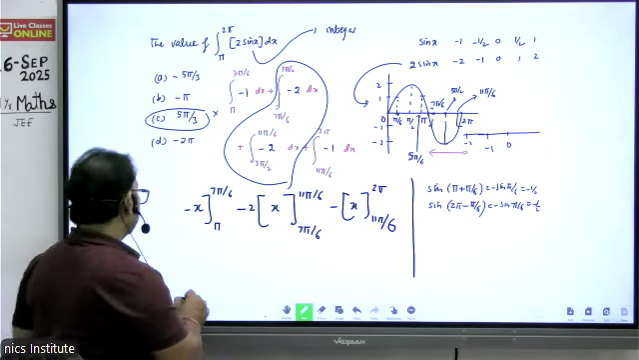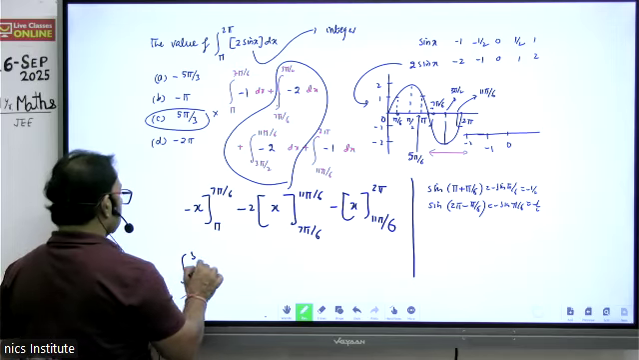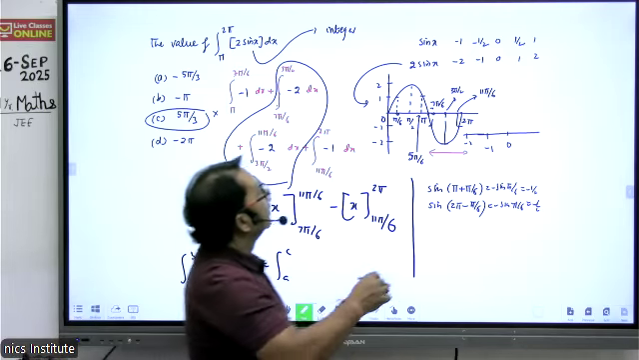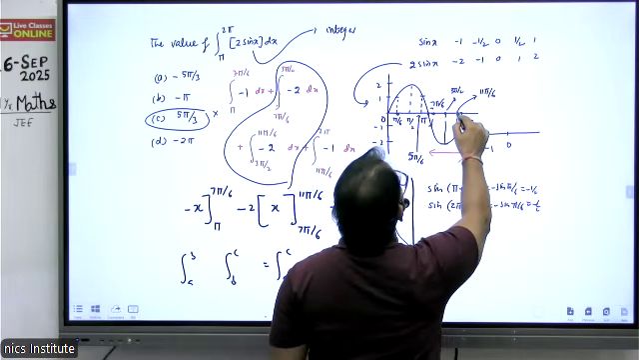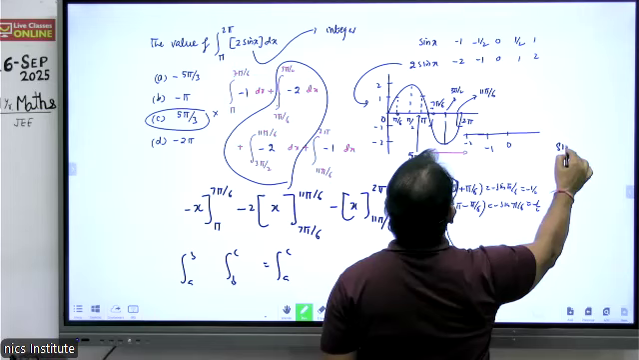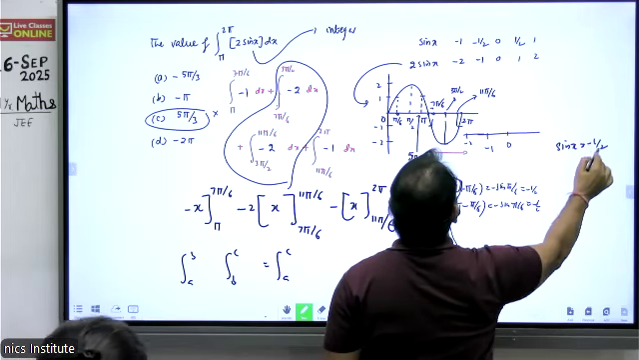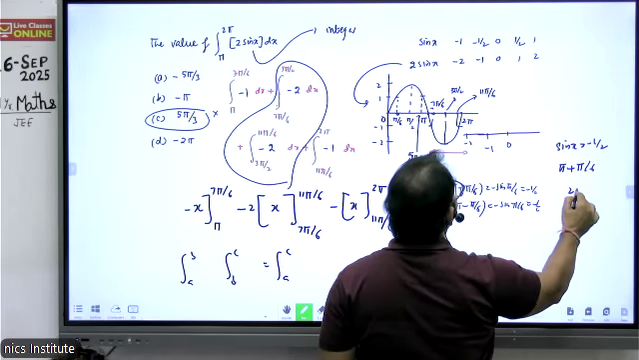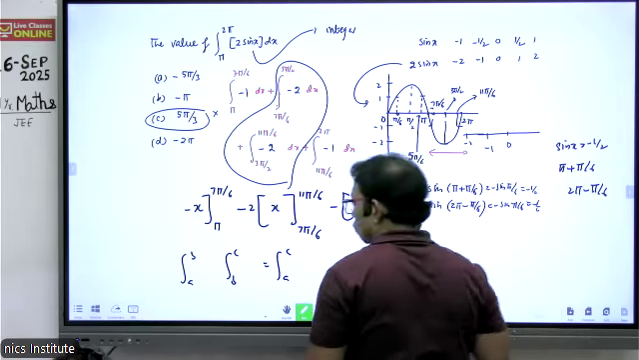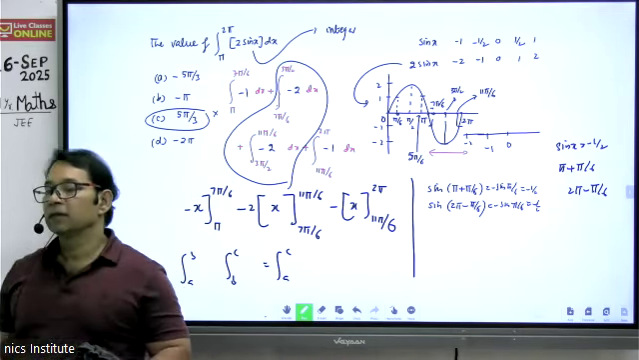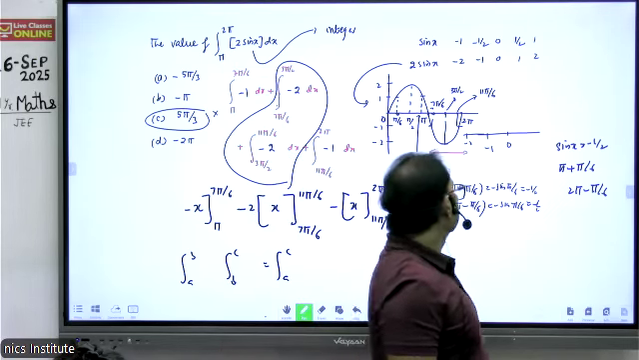See, if you have a to b and then b to c, you can write it a to c. No sir, I understood that. How did we take 11 pi by 6 where sin x is minus half? Sin x is minus half at two values. One value would be pi plus pi by 6. Another would be 2 pi minus pi by 6, and 2 pi minus pi by 6 is 11 pi by 6. Okay sir, sin of 2 pi minus theta is minus sin theta. What was the answer?